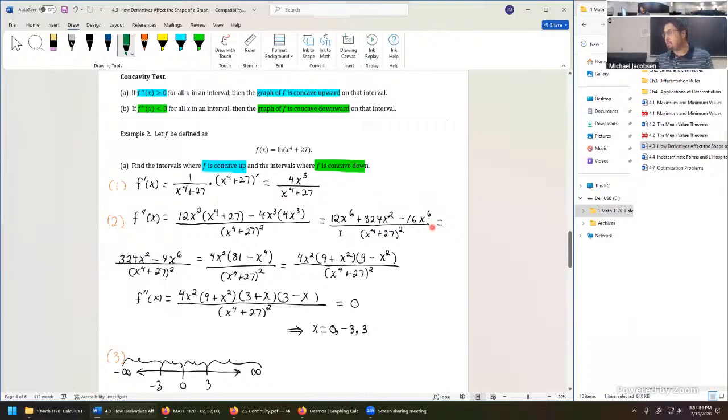And then we took all these steps because we had to also simplify this as much as possible. And this is where the algebra landed. We have to set it equal to 0 to find out where the second derivative is positive, where it's negative.